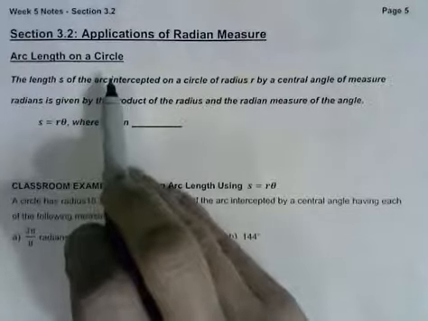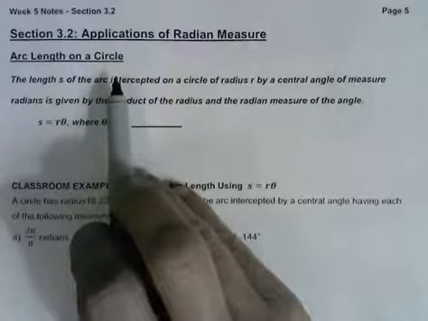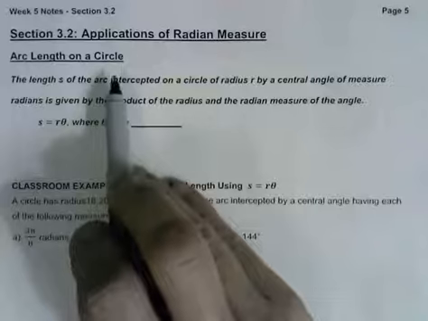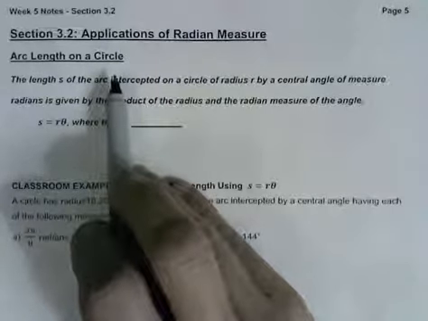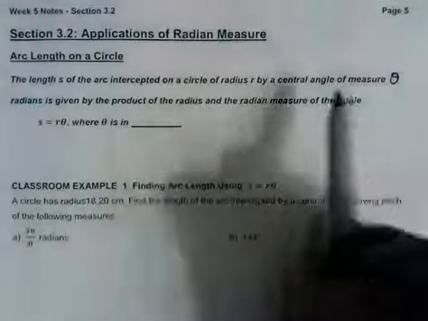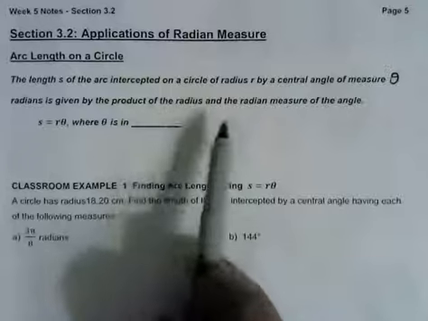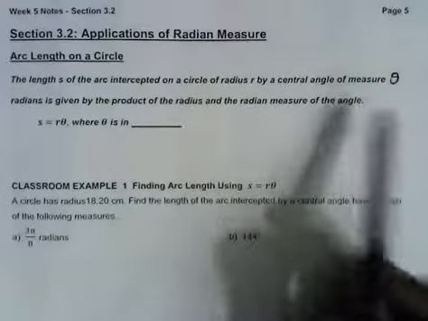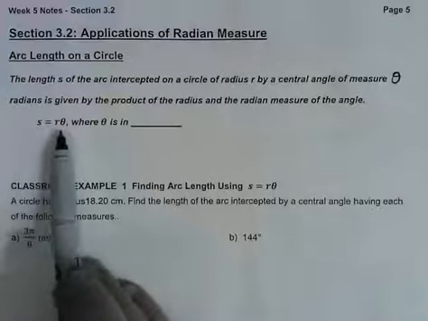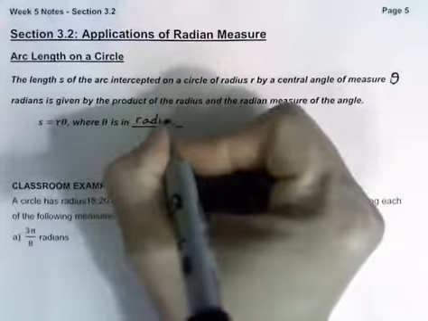We already talked about this when we defined our radian measure, but sometimes we're going to want to find out the arc length along a circle when we know the radius and we know the angle. The length s of the arc intercepted on a circle of radius r by a central angle of measure theta radians is given by the product of the radius and the radian measure of the angle. An easier way to say that is that s equals r theta, where theta has to be in radians.